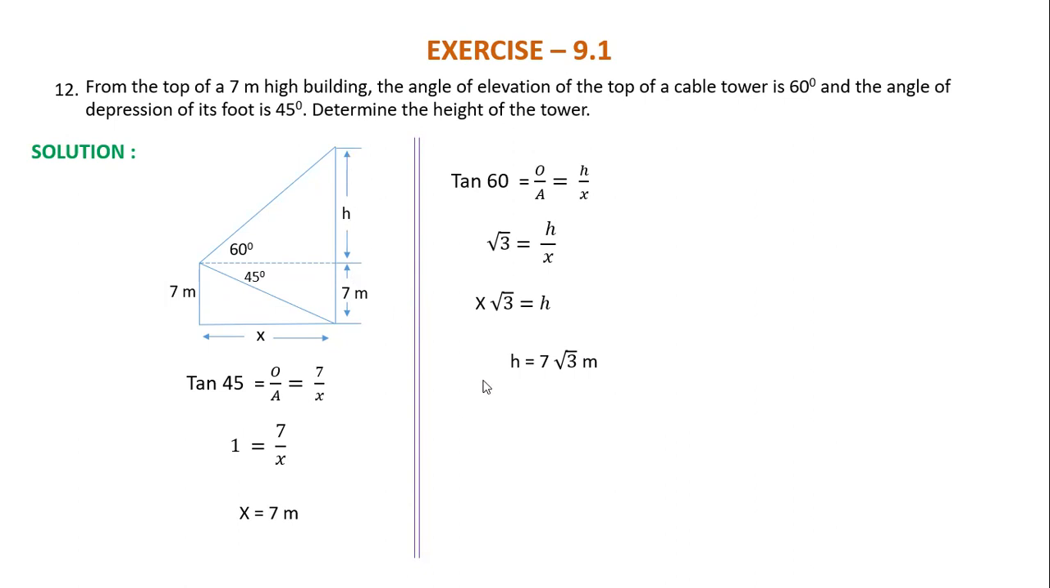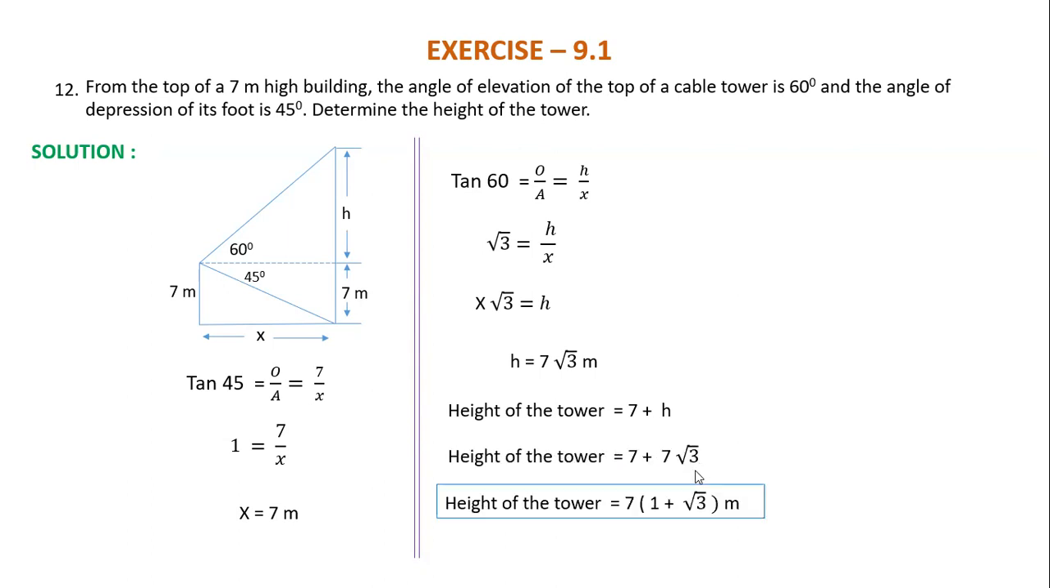So now the height of the tower. Height of the tower is 7 plus h. This 7 plus h is 7 plus 7 root 3. That is 7 bracket 1 plus root 3 meters. So the height of the tower is 7 bracket 1 plus root 3 meters.